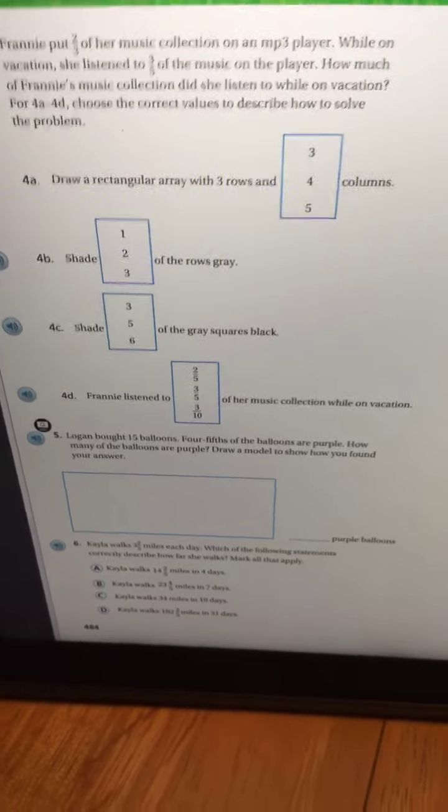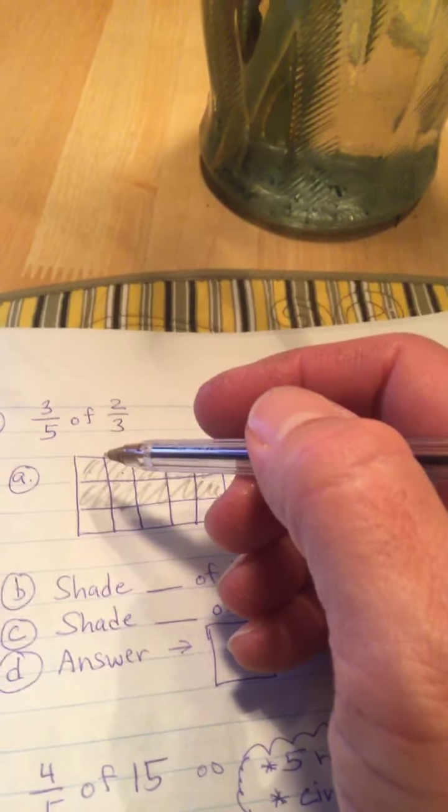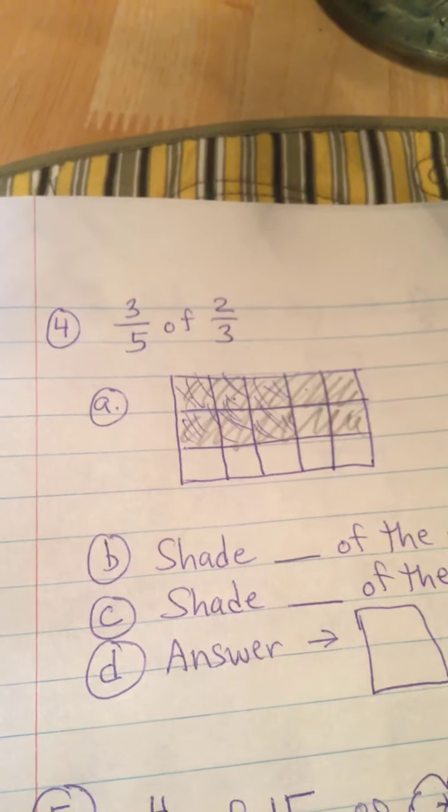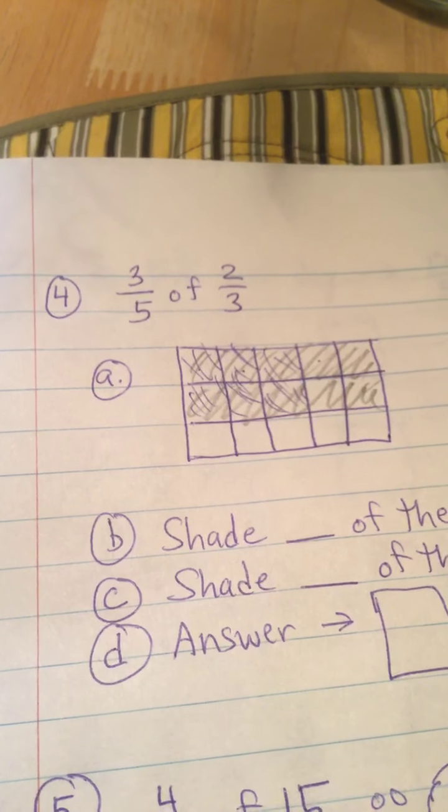Now it says to use black. So I'm going to use the blue pen just because that's what I have. So I need to shade in 3/5 going up and down. So I'm going to shade in 3/5. 1 column, 2 columns, 3 columns. So there's 3/5, right? So I shaded in 3/5 up and down and 2/3 across.